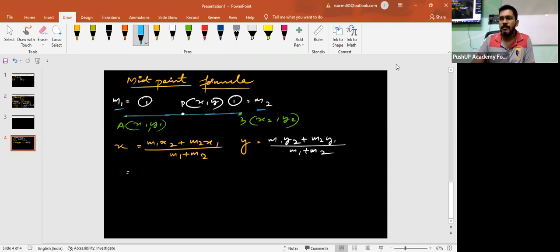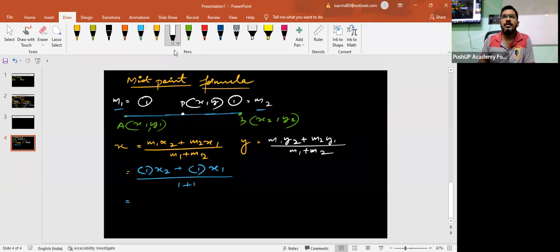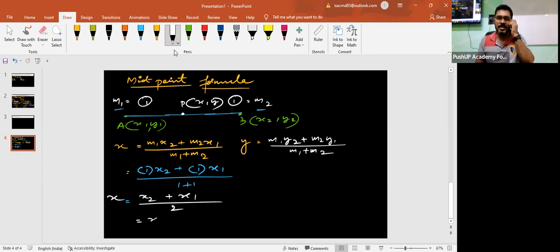So into the section formula, if I substitute the values of M1 and M2 as 1 each, what I will get? M1 is what? 1, right? So 1 into x2 plus M2 is also 1. So 1 into x1 divided by M1 plus M2 will be what? 1 plus 1. This is equal to 1 into x2 is x2. 1 into x1 is x1 divided by 1 plus 1 is 2. What is the formula? x2 plus x1 upon 2. Otherwise, you can also write it as x1 plus x2 divided by 2.